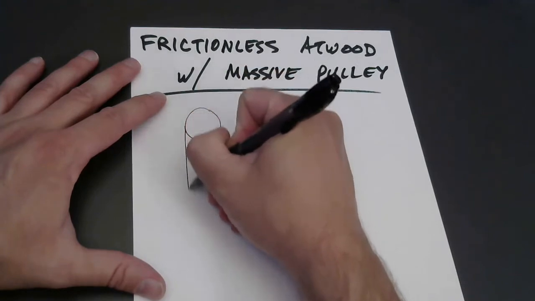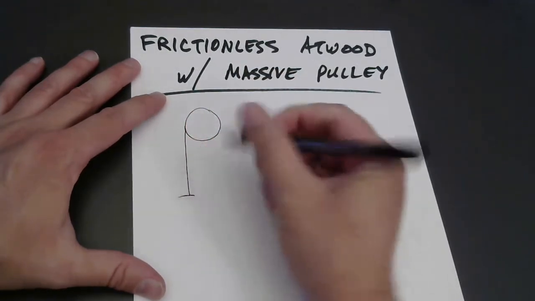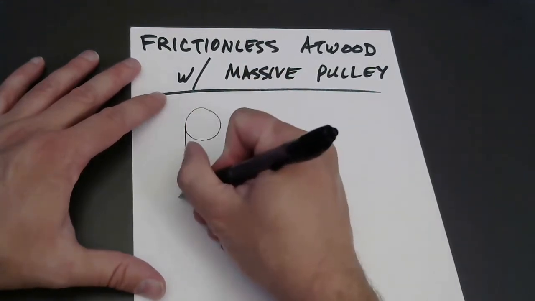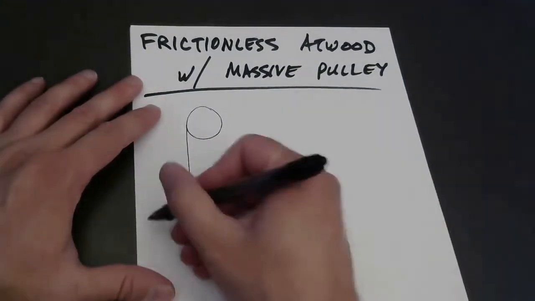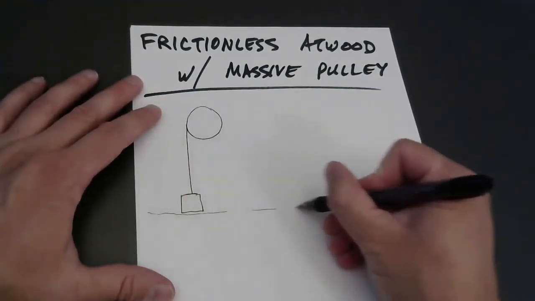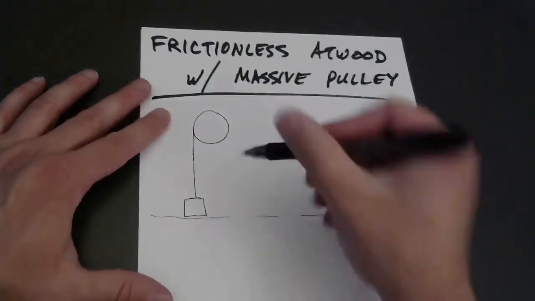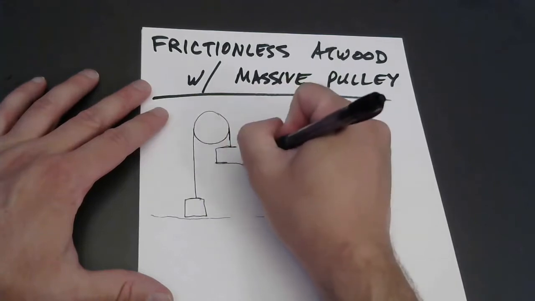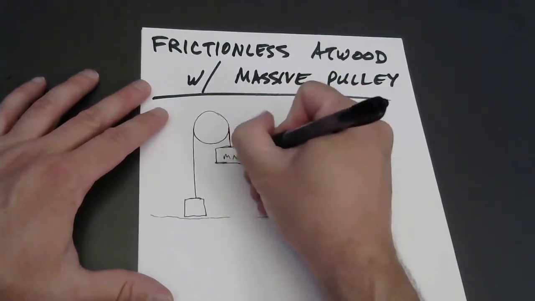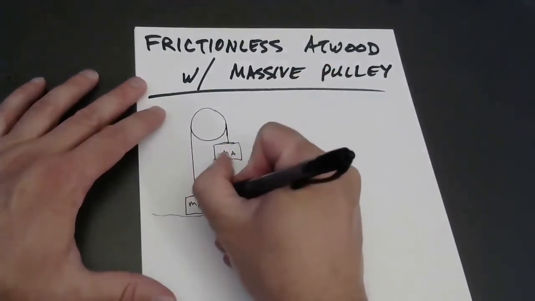We're still going to pretend as if the pulley is frictionless, but this time we'll acknowledge that the pulley may have mass, and that means it's going to have some rotational inertia. So we'll suppose that this mass begins near the floor. Here's a heavier mass. I'll call them mass A and mass B.